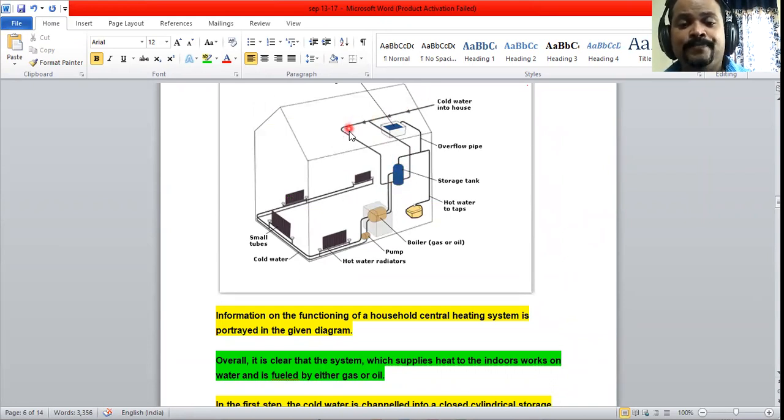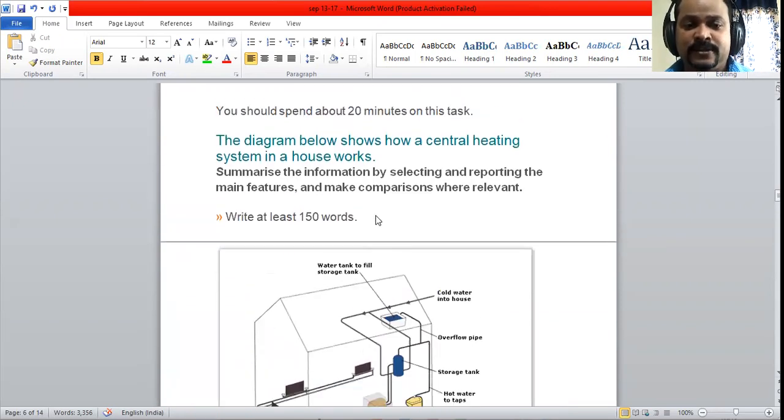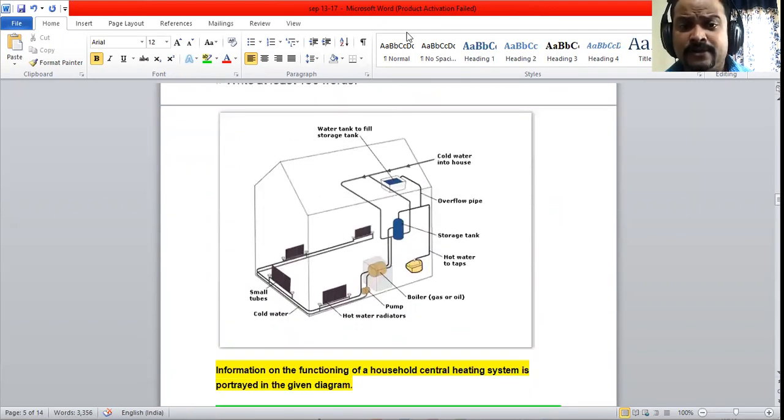So here the water is coming, and if I have any deficit, the water will be there. So there won't be any halt in the process of heat exchange. The process continues with continuous water supply. As long as you have the gas and oil to fuel this boiler, you have the central heating system working smoothly. So that's it. We have come to the end of this particular diagram.